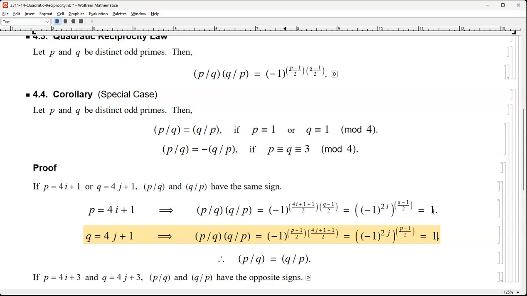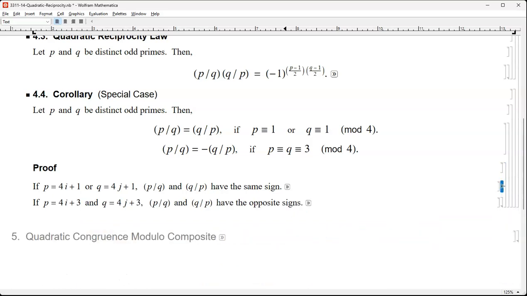The product is 1, so they have to have the same sign, and we can take only positive or negative 1, so they must be either both positive 1 or both negative 1. They must be the same. How about the second statement?